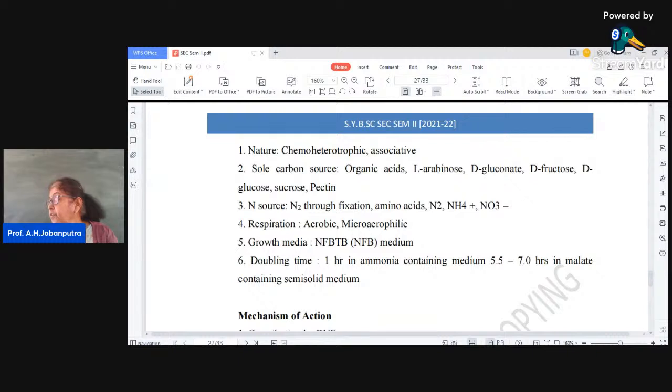So nitrogen free bromothymol blue medium is normally used. The blue color is in these two media. And the doubling time is 1 hour in ammonia containing medium and 5.5 to 7 hours in malate containing semi-solid medium. So in malate medium it grows in 5 to 7 hours, and in ammonia medium it grows in 1 hour.